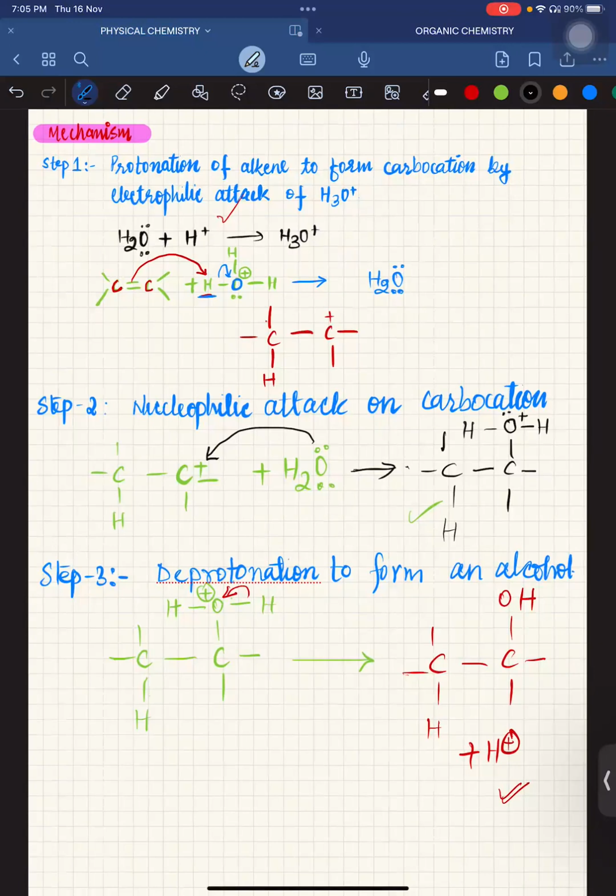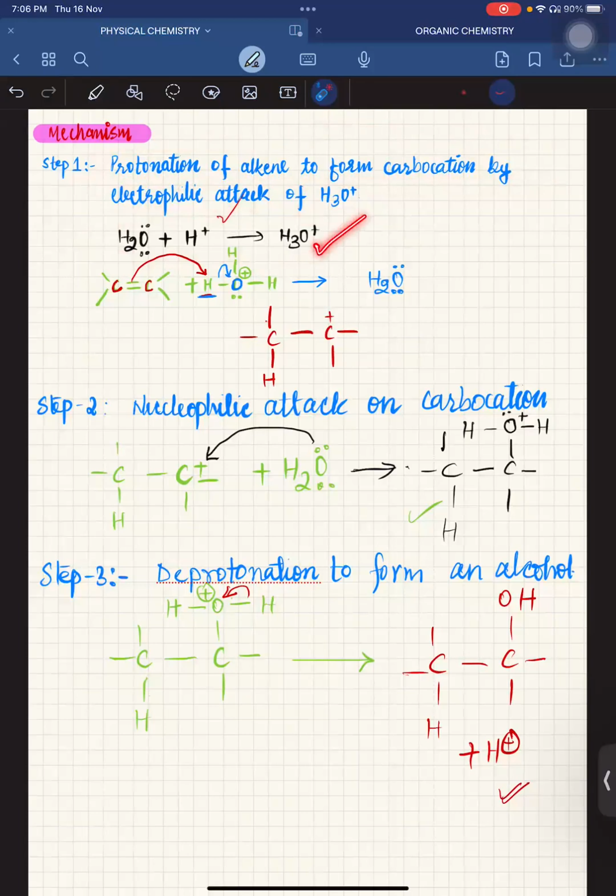First, protonation of alkene, and you are going to write it in the same way that I wrote here. In step 1, you need to make a sentence and write it, then show the reaction. Protonation of alkene to form carbocation by electrophilic attack of H3O positive. So first I prepared H3O positive. When H plus is present in water, it becomes H3O positive. Now H3O positive is unstable because oxygen is a more electronegative element, so the positive charge is unstable. So H plus will be released from here, which will be attacked by the alkene, and then your carbocation forms.